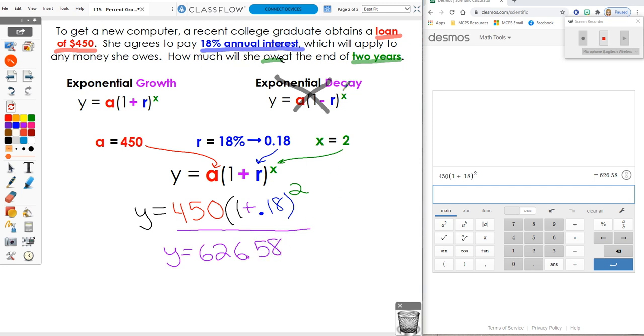Now remember, this question is money. How much will she owe at the end of those 2 years? So what she's going to owe, I have to write this again as money. She will owe $626.58.